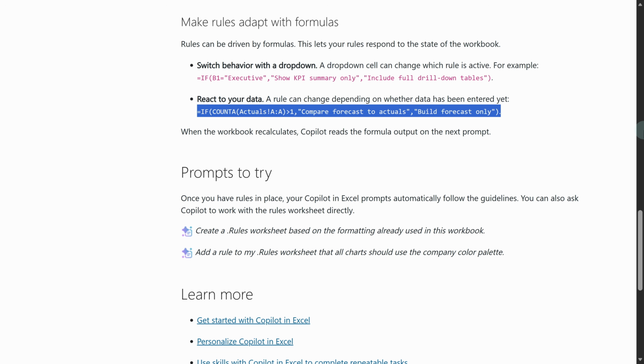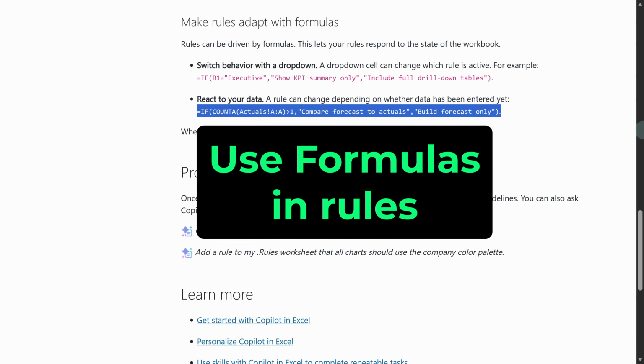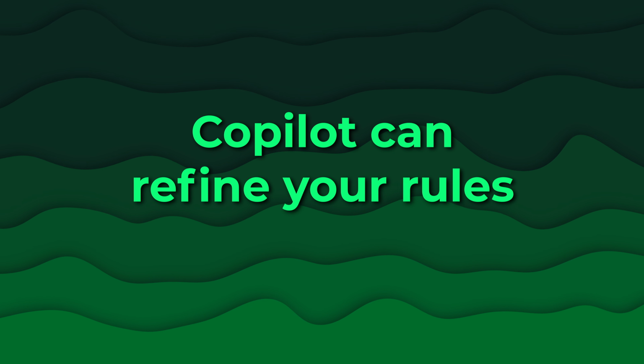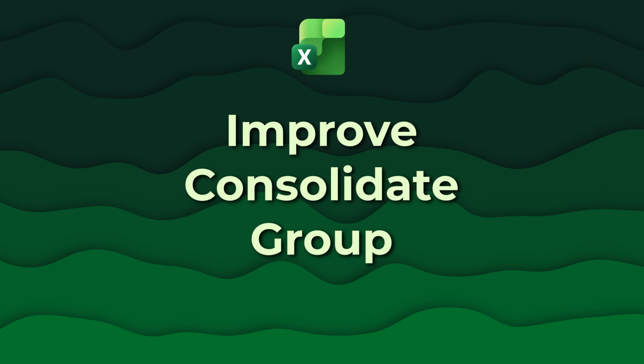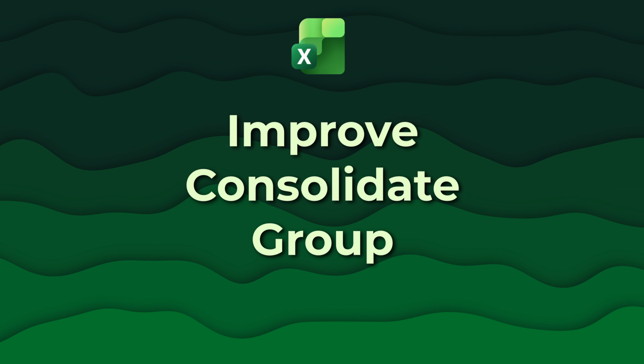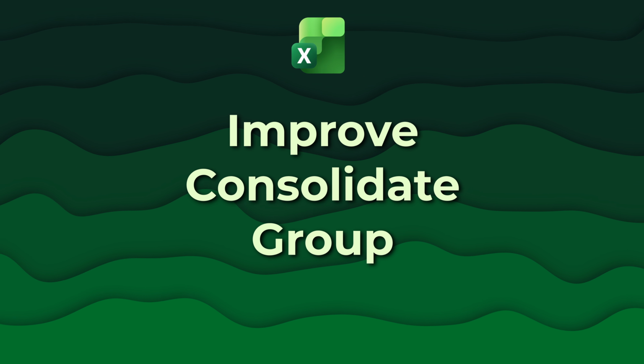Important thing to remember is this is still Excel. So in the rules, you can use formulas, refer to sheets and cells, just like we do everywhere else in Excel. When you create some rules, you can go to Copilot and ask Copilot to look at your rules, optimize them, and even suggest relevant options.